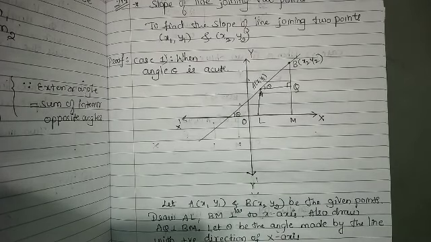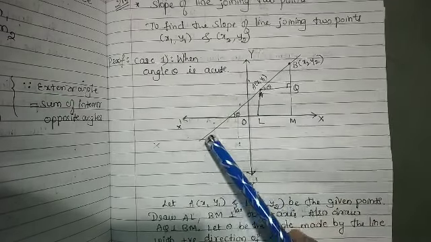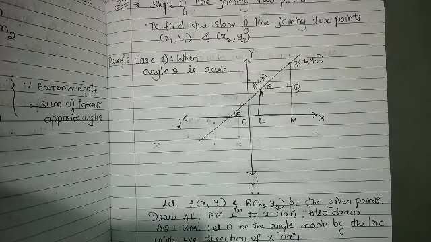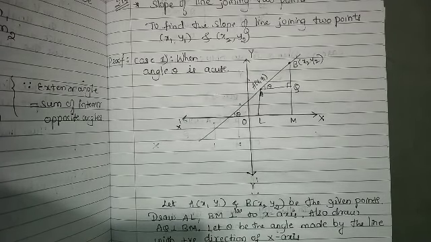So when 2 points are given with their coordinates x1, y1 and x2, y2, if we join those 2 points, we will get a line. That line makes an angle theta with the positive direction of x-axis. That theta may be acute or obtuse.